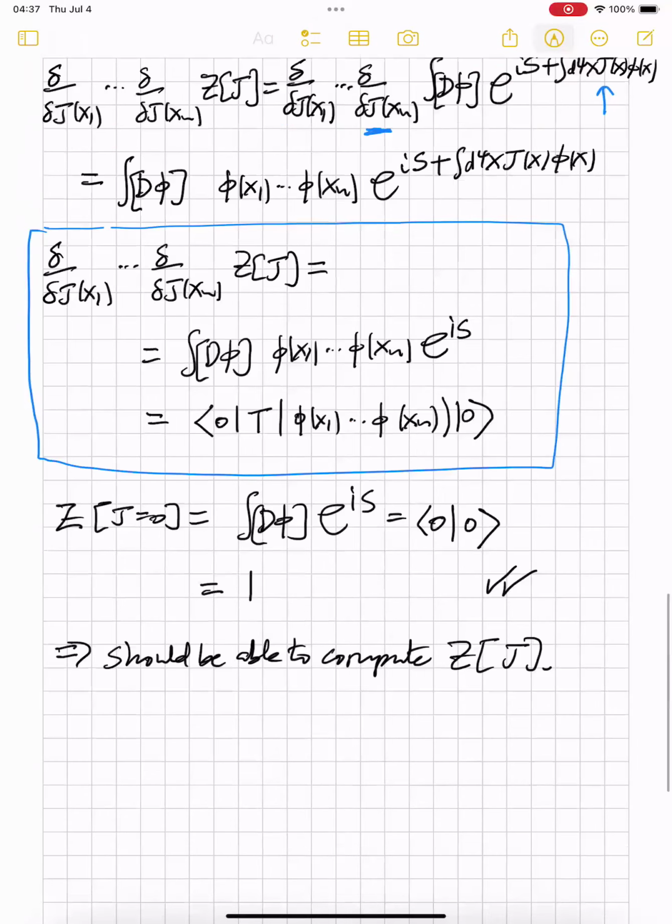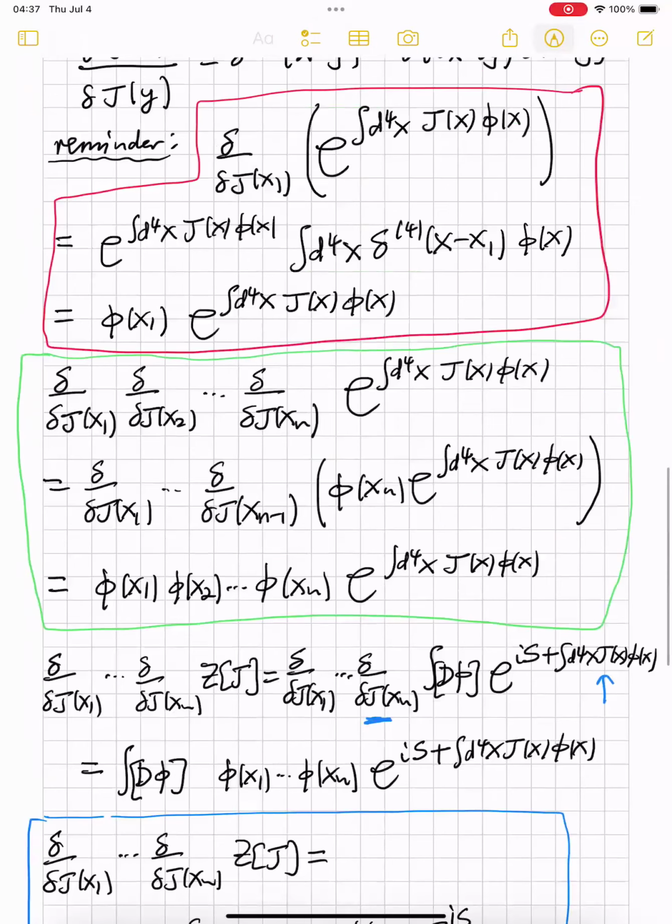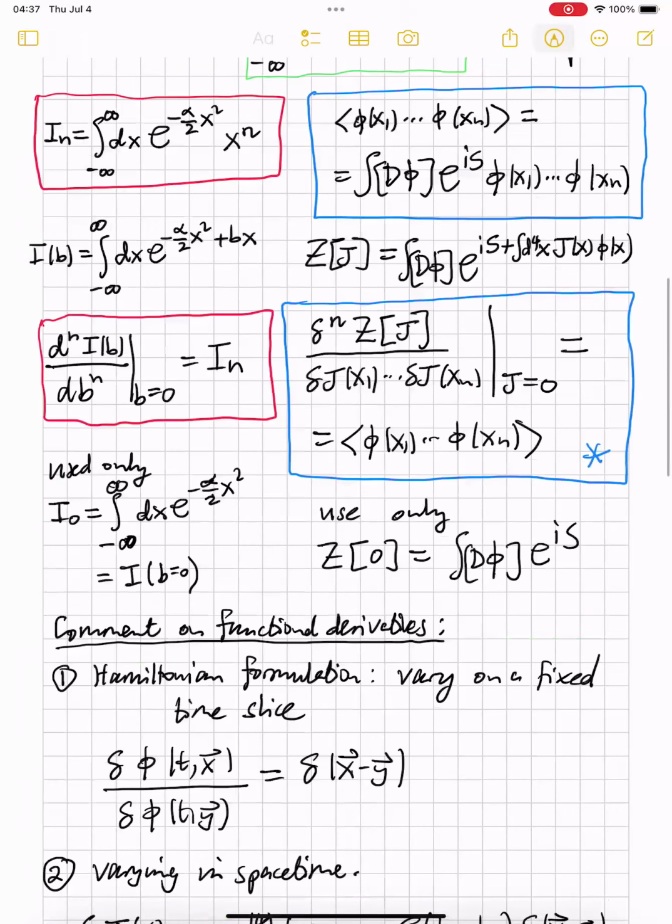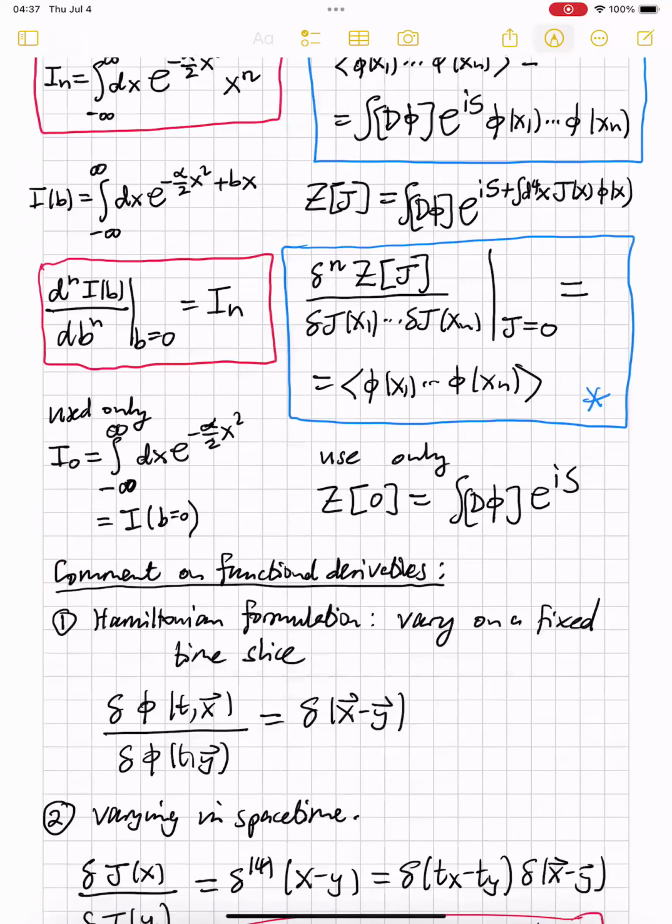Just to remind you, what does that mean? Before we started off with I of b, so now we're going to start off with Z of J. And then we did a shift of the integration variable x to make I of b look like I naught. So we're going to start with Z of J. We're going to do a shift of the integration variable phi to make Z of J look like Z of naught. And then we'll use the value of Z of naught to write down what the value of Z of J is. That's what we're going to do next.